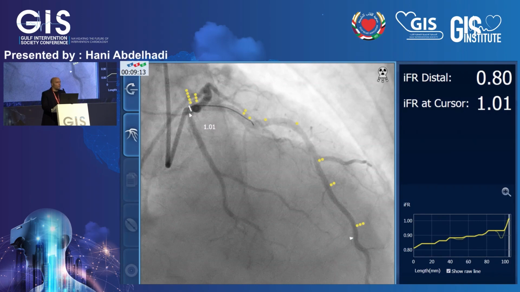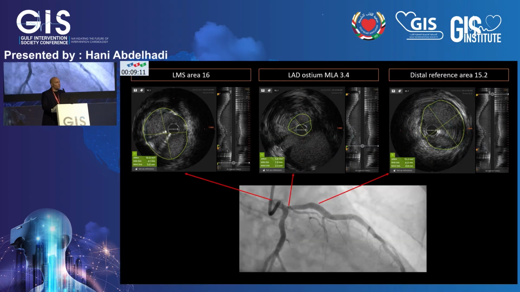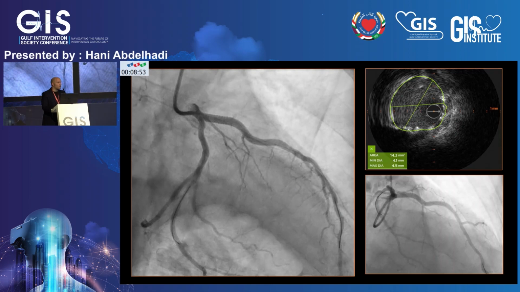Very nice. Now, we bring him in, we start doing an IVUS interrogation, and the ostium of the LAD has an MLA of 3.4 with a distal reference area of 15. So there's critical ostial LAD that wasn't very obvious angiographically. You'd never guess that was the case, but we did IVUS-guided stenting with a single drug-eluting stent, done provisionally from LAD to left main with an excellent result.